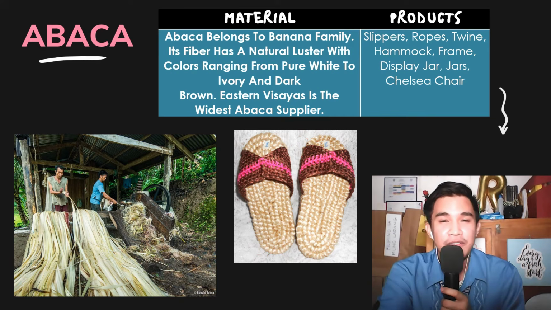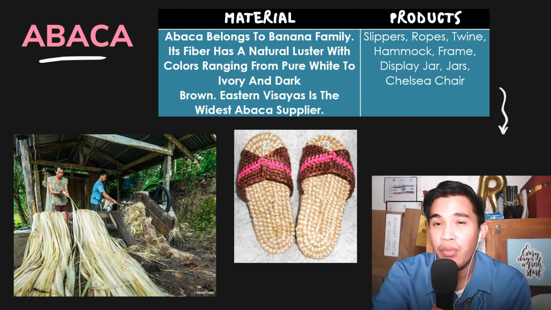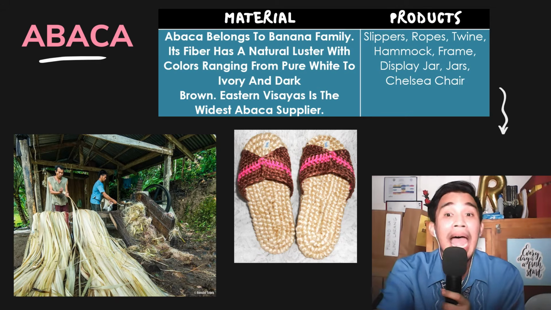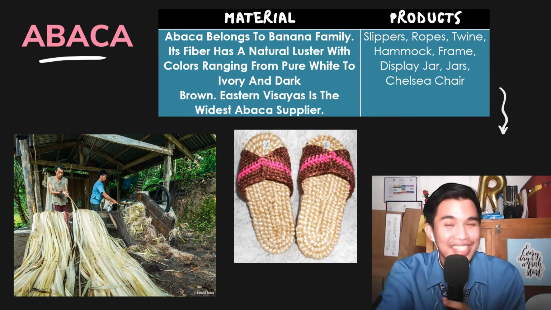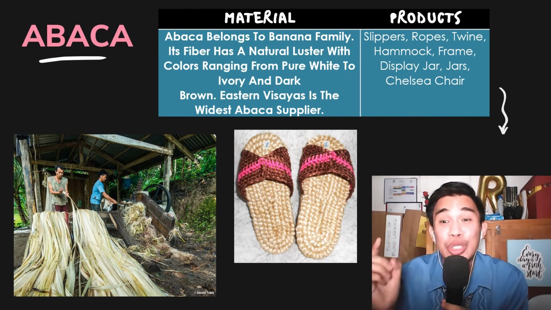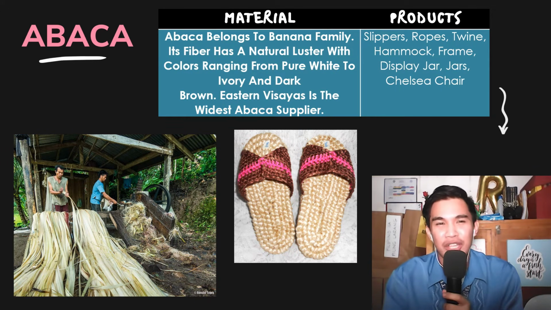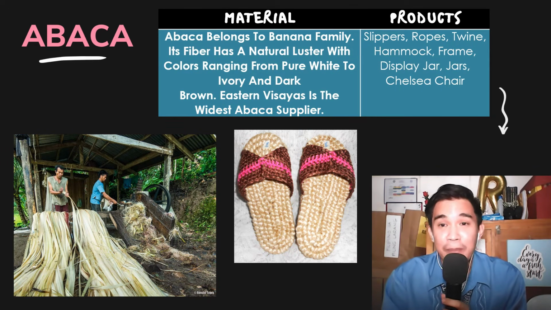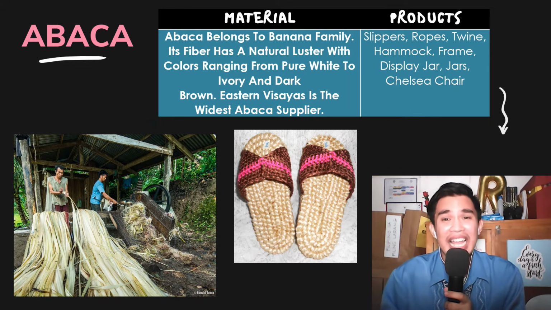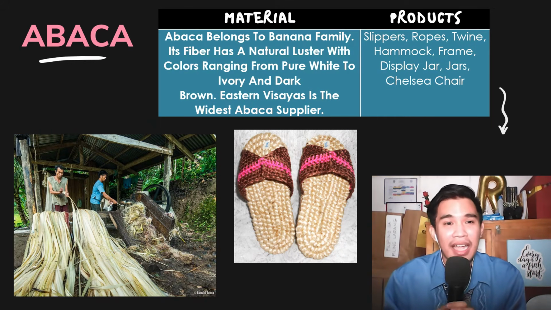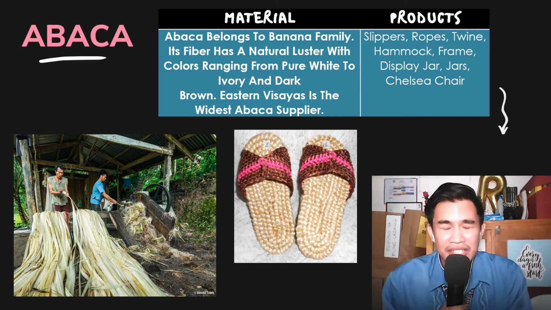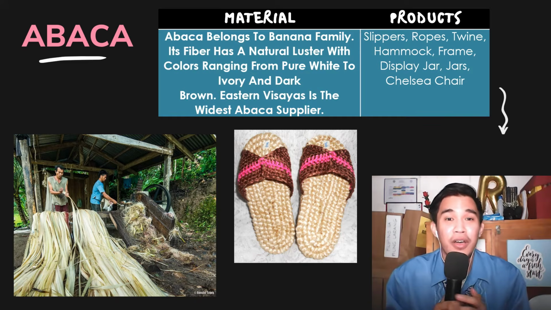So products example for this, we have the slippers, example, then mga ropes, mga twine, hammock. Do you know what's hammock? So pag sinabi nating hammock, that is duyan, okay? And then pwede din gumawa ng frame out of Abaca, pwede din display jar or jars. You can also create Chelsea chair out of Abaca. So for example, in the image that you can see in this slide, meron dyang slipper that is made up of Abaca.